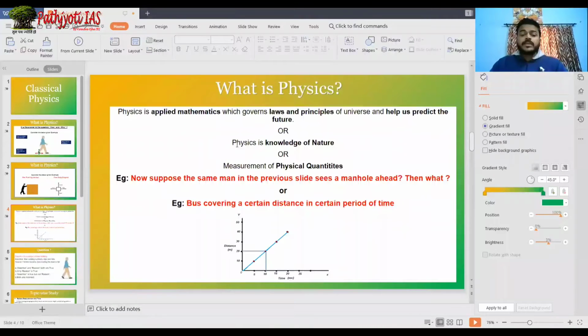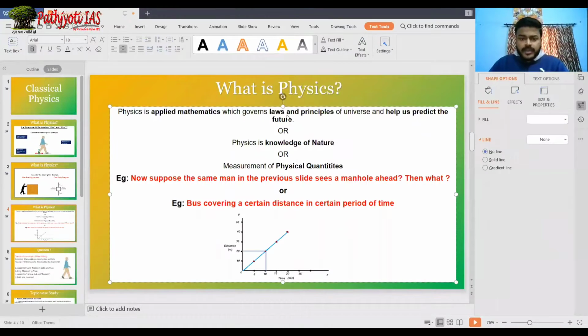Second definition says physics is the knowledge of nature. Okay. This is also nothing different, but kind of the same, that it governs the laws and principles of the universe. So physics is also called the knowledge of nature because it talks about all the principles which are going on in the universe. Now, or measurement of physical quantities. This is a very lucid term. Physical quantities, for example, time, length. These are all physical quantities, basic physical quantities. So measurement of these quantities is known as physics.